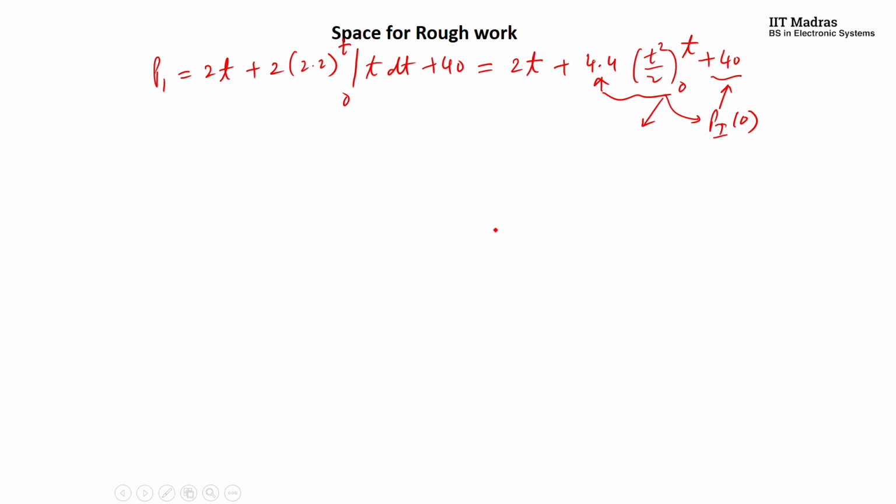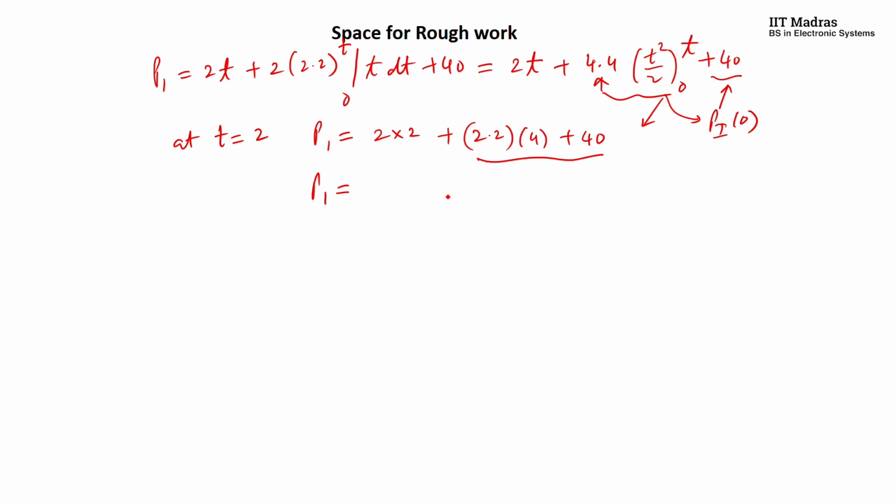So let's find what happens at time t is equal to 2. At time t is equal to 2, the control output is 2 into 2 plus 2.2 into 4 plus this 40. So this is the total contribution of the integration at the end of the step. The control output P1 would be 52.8, and the integral contribution all alone from the previous step and this step would be 48.8%. So this is the way to evaluate the contribution of integral control for the next step.